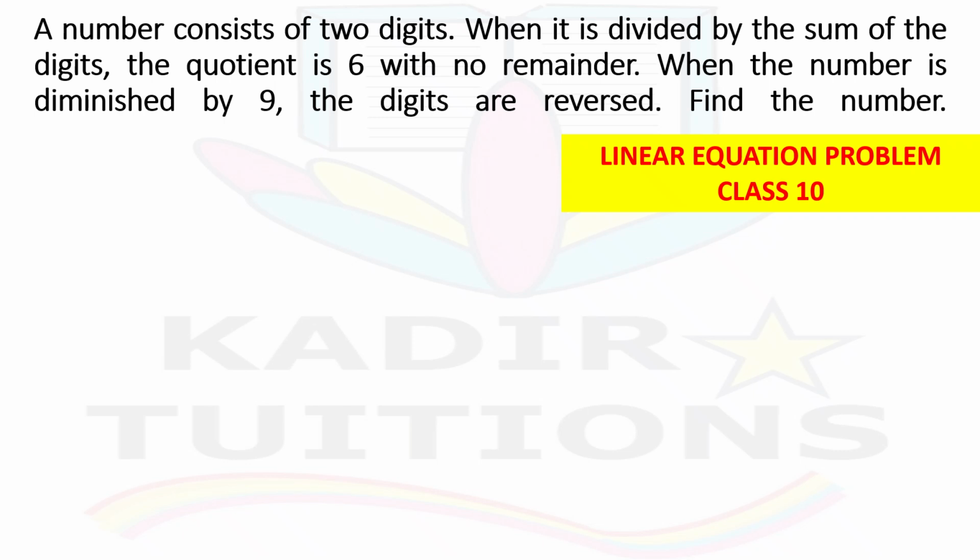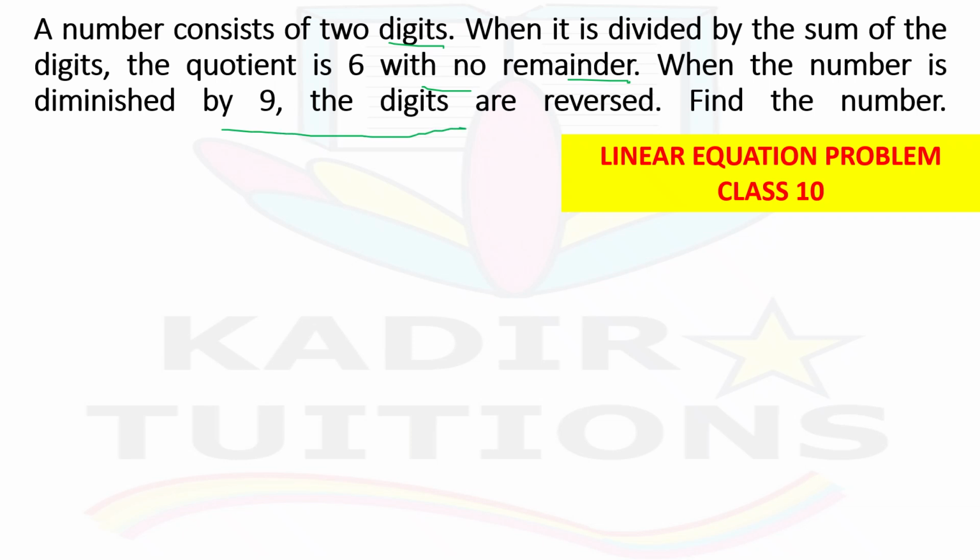Hello everyone. In this video, we are going to see one very important problem under linear equations. Let's look into the question. A number consists of two digits. When it is divided by the sum of the digits, the quotient is 6 with no remainder. When the number is diminished by 9, the digits are reversed.